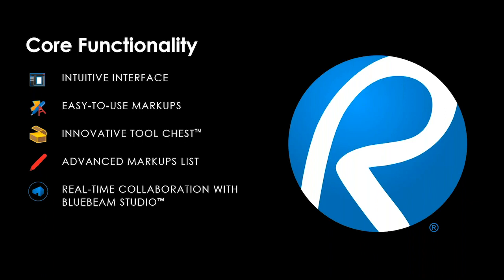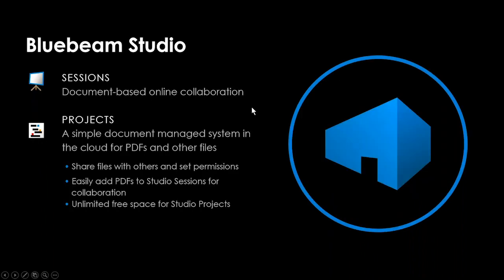There's a really powerful aspect called the markup list. So every markup you put into your file goes into a text-based sort of an Excel spreadsheet that can be exported to other files or into an Excel spreadsheet or as a hyperlinked PDF summary of your project. And then what we're going to see today is this real-time collaboration inside of Studio.